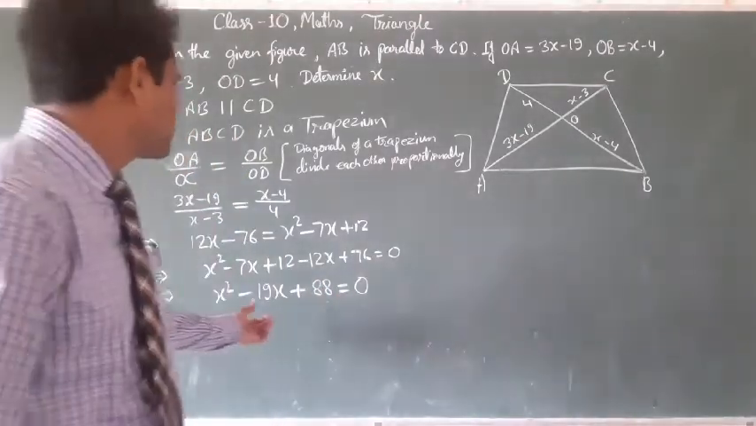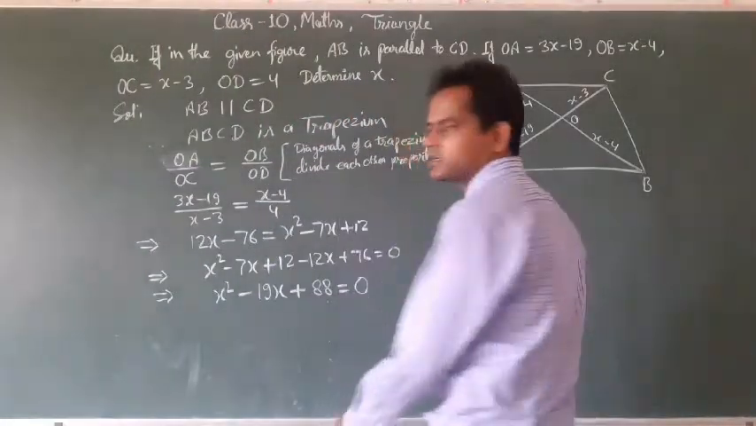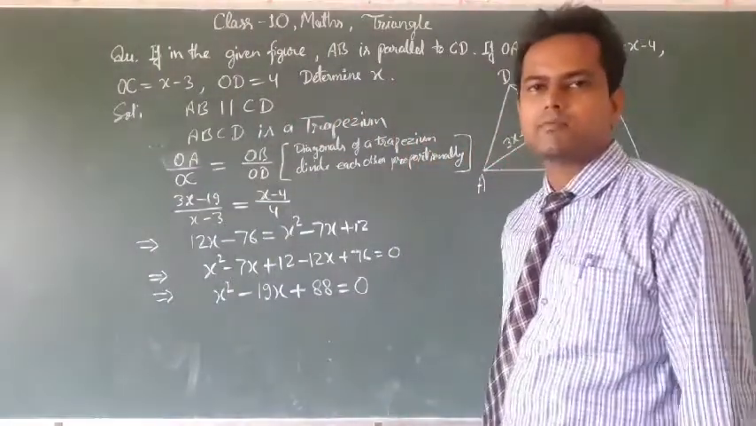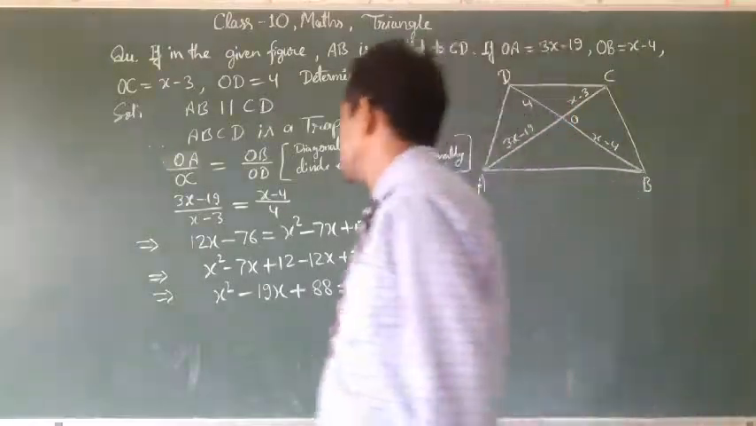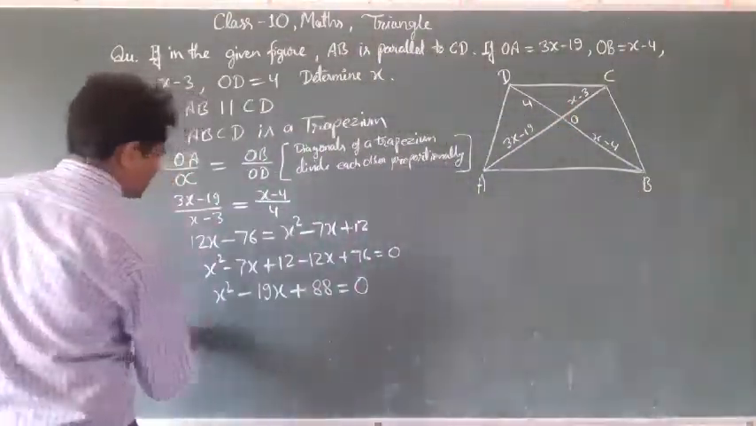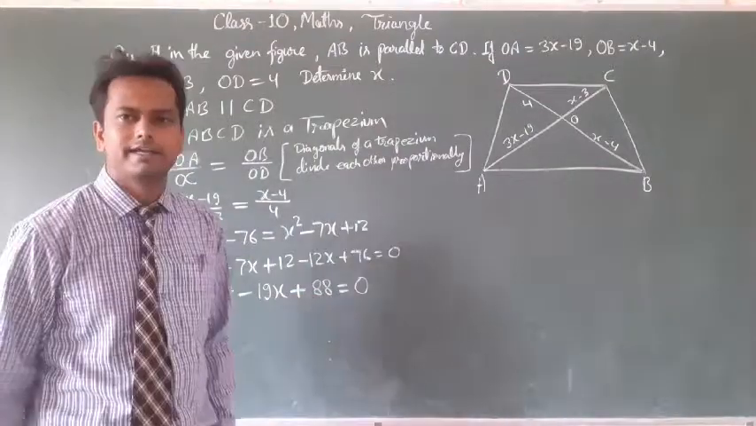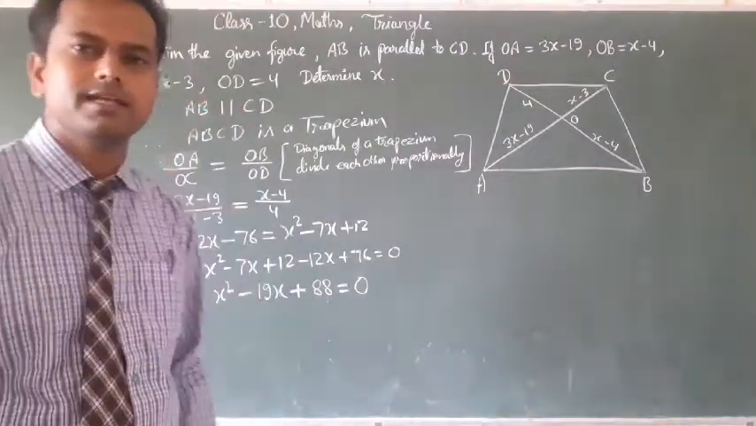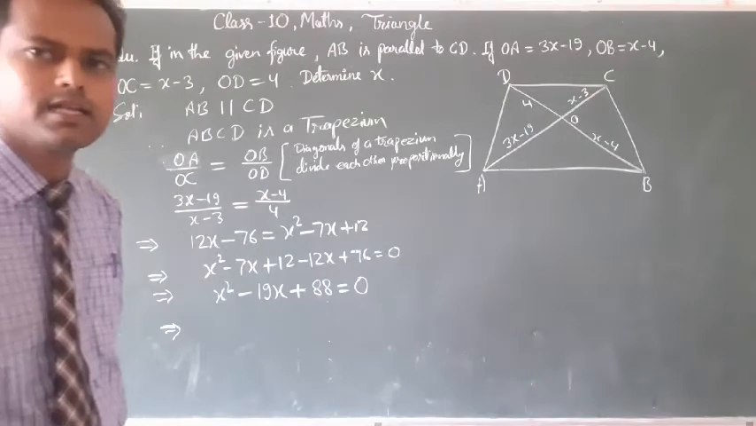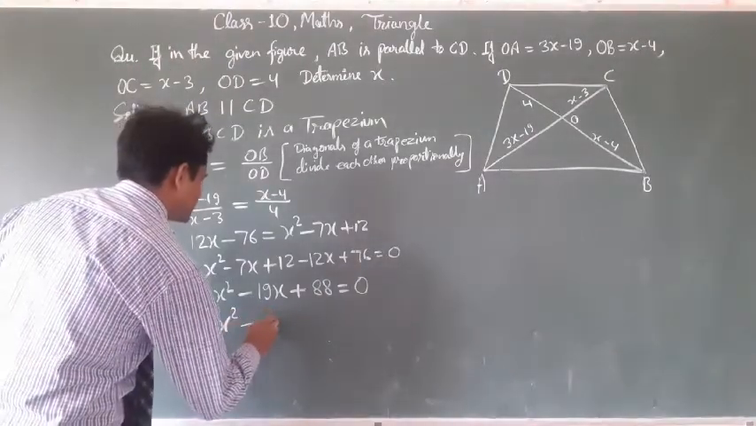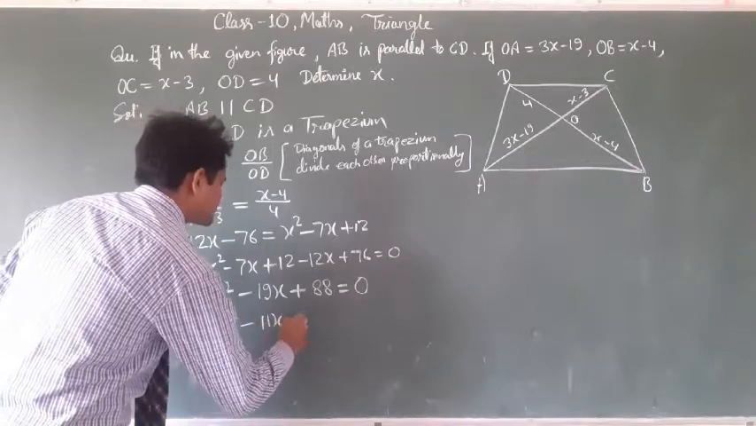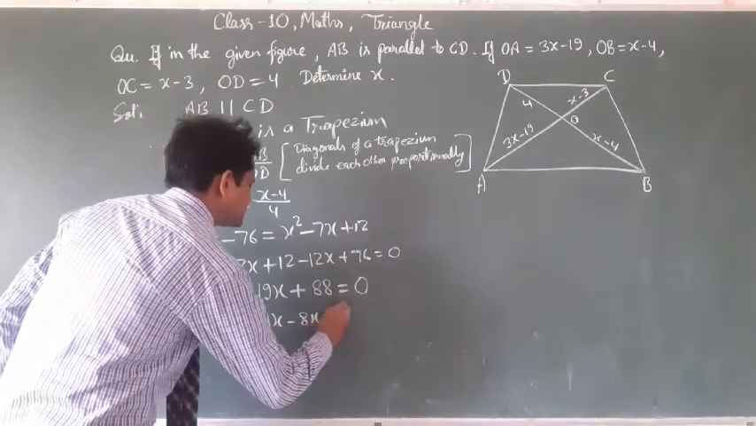And how will you solve this quadratic equation? Apply the middle term splitting method. Then 11 times 8 is 88, and if you add 11 plus 8, then you get 19. So this middle term can be written as x square minus 11x minus 8x plus 88.